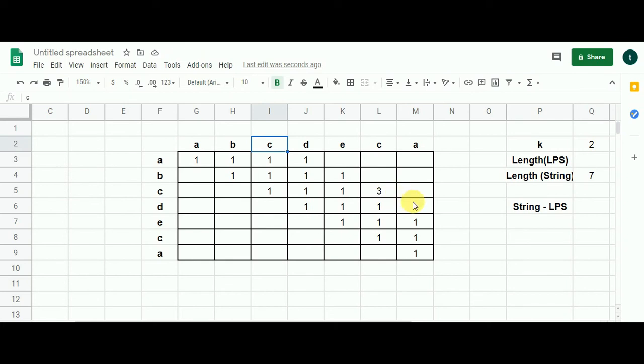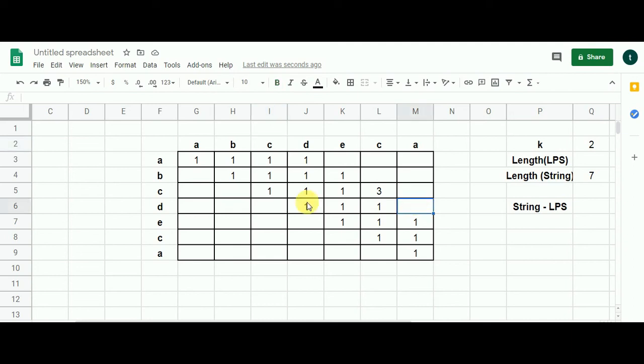I have explained everything in detail in the videos which I have made on longest palindromic subsequence. You can refer to that before watching this video, or you can refer to that after watching this video as well. Alright, it's for your understanding and it's your choice.